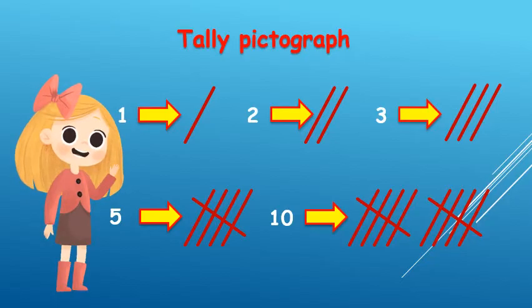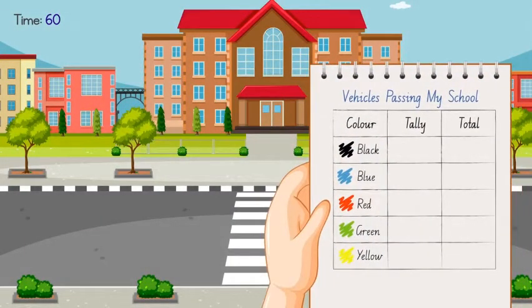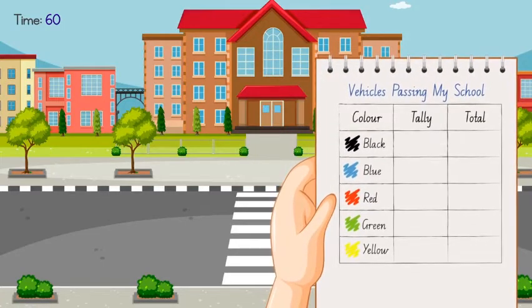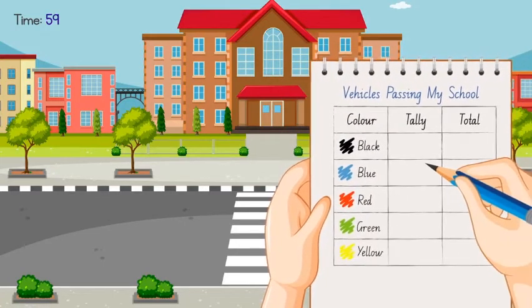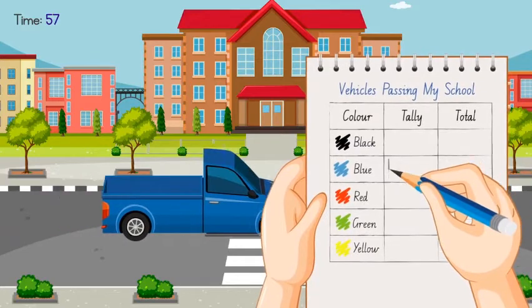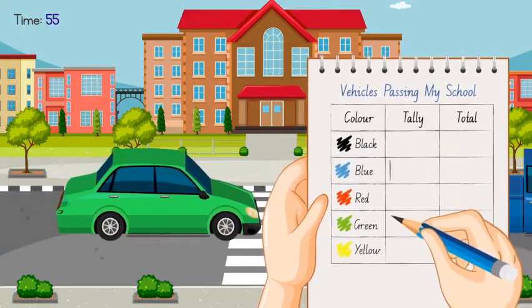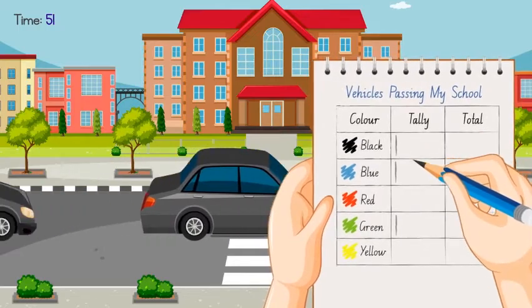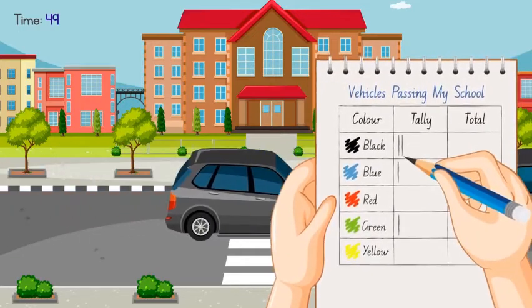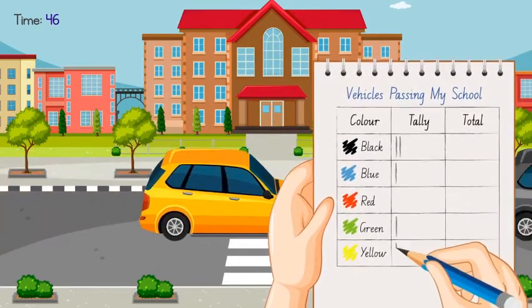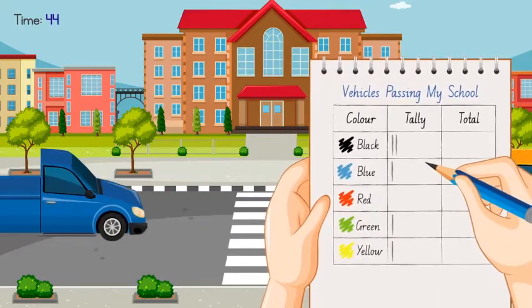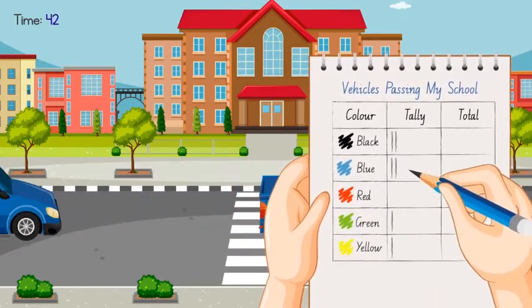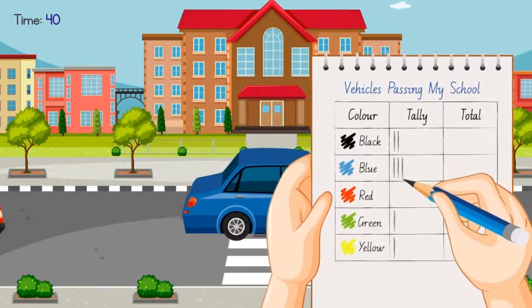Okay. Let's use a tally to record the colour of each vehicle that passes our school in 1 minute. There's a blue car. Look, there's a green car. There's a black car. And another black car. There goes a yellow one. And a blue one. And another blue one.